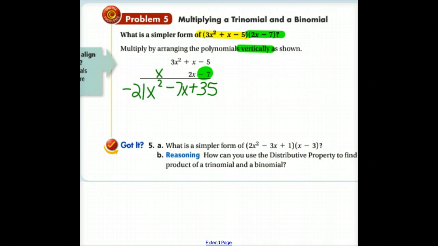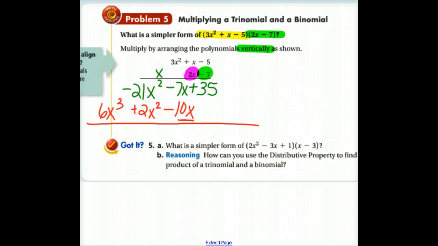Now I need to go to the 2x. Just like when you multiply, you do a placeholder. I'm not going to use x because I don't want to confuse myself with my problem. So I'm just going to start my multiplying right here. 2x times negative 5 is negative 10x. 2x times x is positive 2x squared. And 2x times 3x squared is 6x to the third power.